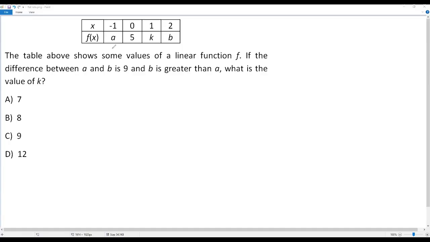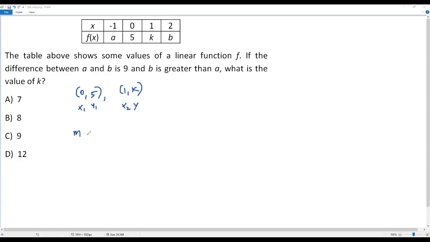k? Okay, since the given function is a linear function, if I find the slope using any 2 points from the table, it will be the same. First, let me find the slope of the linear function using the second point and the third point over here. So the second point is (0, 5) and the third point is (1, k). I've taken the x value first and then the value of f of x, which means y. Now let me consider this is (x1, y1) and this is (x2, y2).